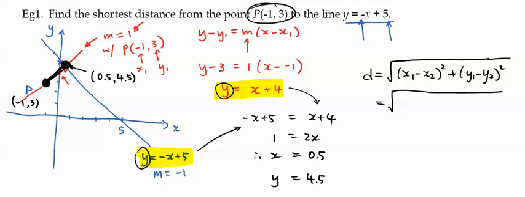So here under the big square root, the difference of x from negative 1 to positive 0.5, I have 1.5 for the x coordinate. And for the y coordinate, from 3 to 4.5, the difference between the two of them is 1.5. So now, square the numbers, take the square root. Here is the shortest distance between the point and the line.